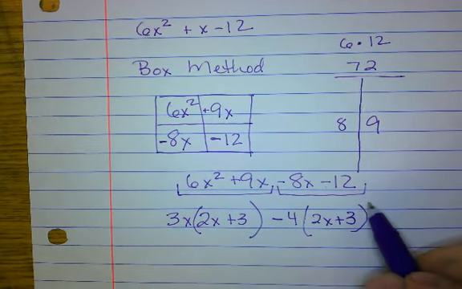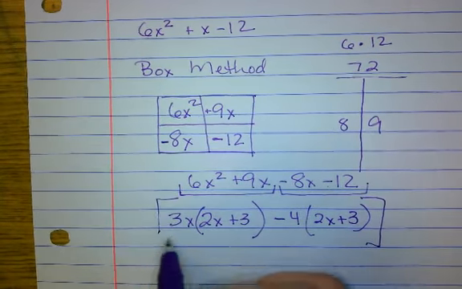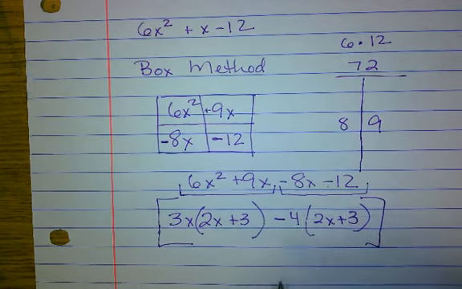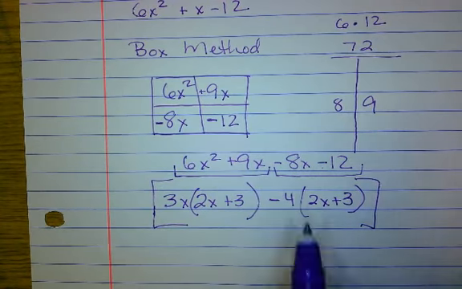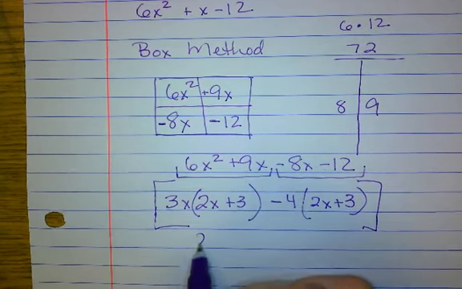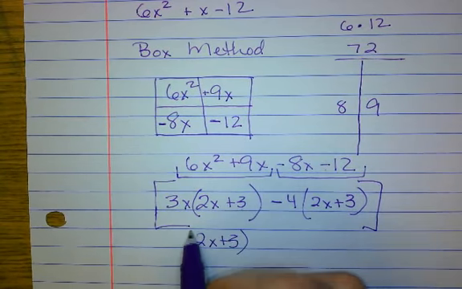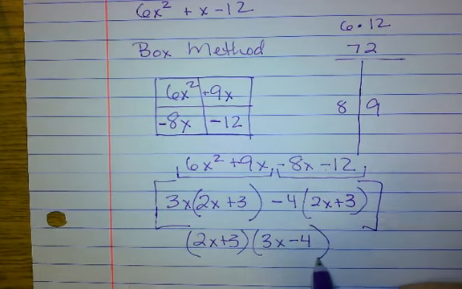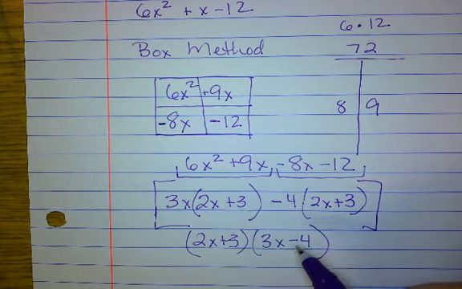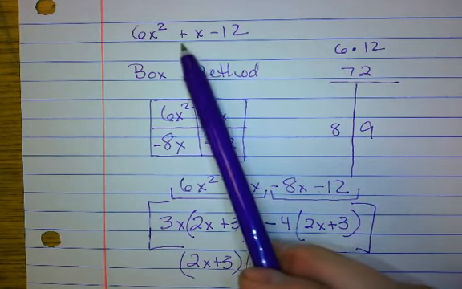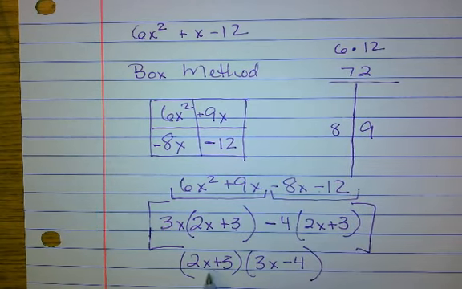So now that I have these two factored, I want to think about, can I factor it one more time to pull everything back out? With this, I should be able to go in and factor out 2x plus 3 and 2x plus 3. So I'll take out my 2x plus 3, and inside the parentheses, I'm going to be left with 3x minus 4. And so now we have factored our original equation of 6x squared plus x minus 12 into 2x plus 3 times 3x minus 4.